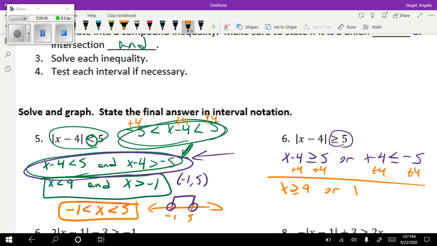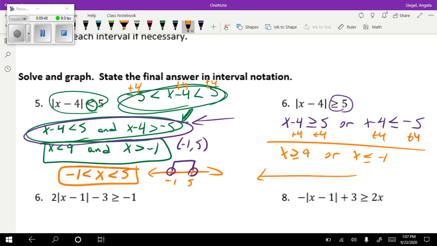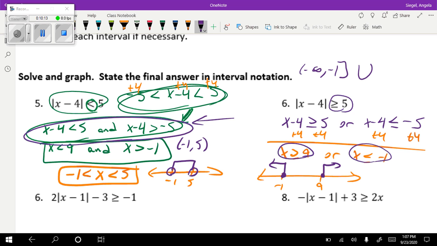Notice my values are the same, but definitely the direction is going to look a lot different because it's an or. It's also equal to, so we're going to deal with the closed dots. So greater than 9 going to the right, less than negative 1 going to the left. So this is the one with the interval notation. It's going to be negative infinity to negative 1, and then union, because it's or, 9 to positive infinity.